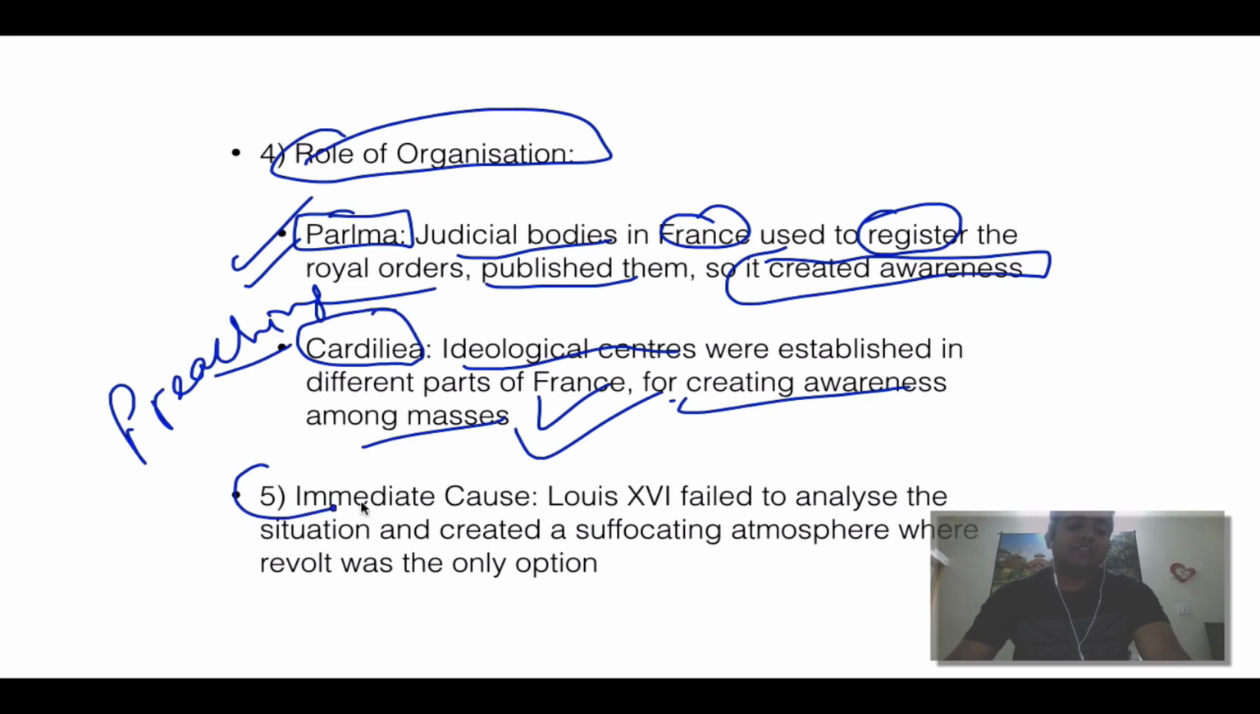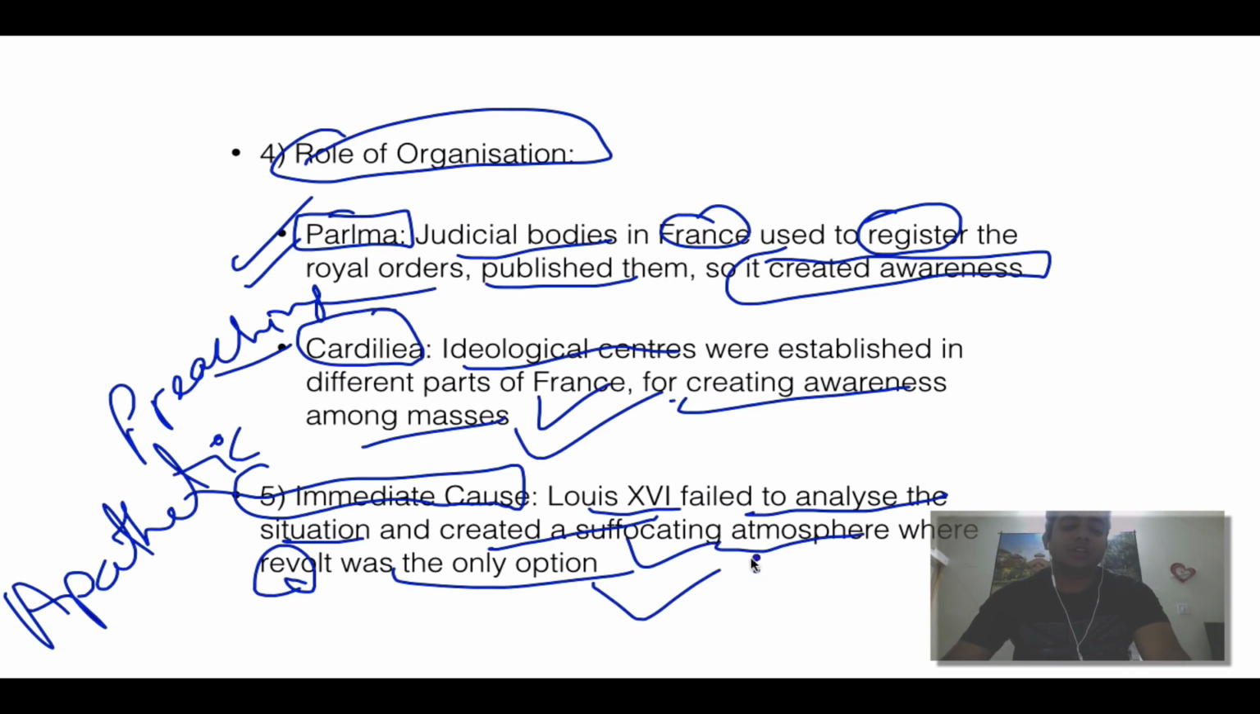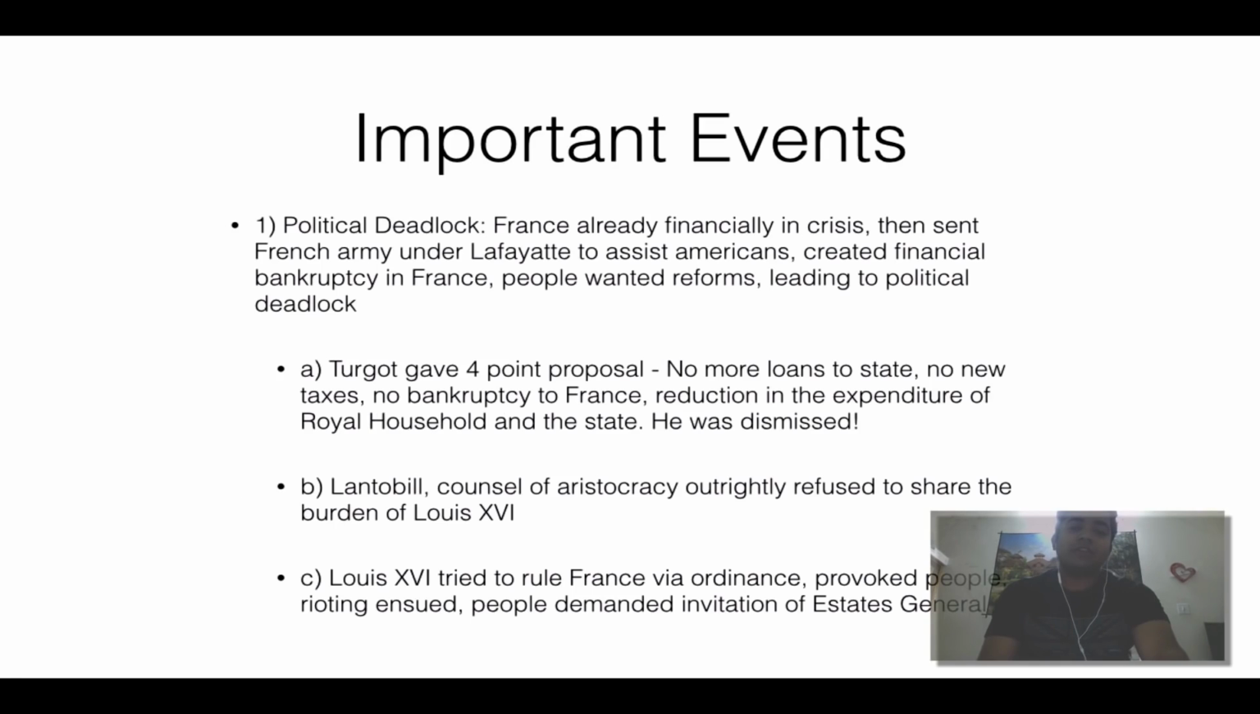And finally, the immediate cause was that Louis XVI was completely apathetic and pathetic towards the people, and his wife Antoinette was more or less the same as the wives which kings used to have back then. So he failed to analyze the situation, he failed to take the perception of people, and he created a suffocating atmosphere where revolt was the only option. Is that understood? These are the five causes of the French Revolution.